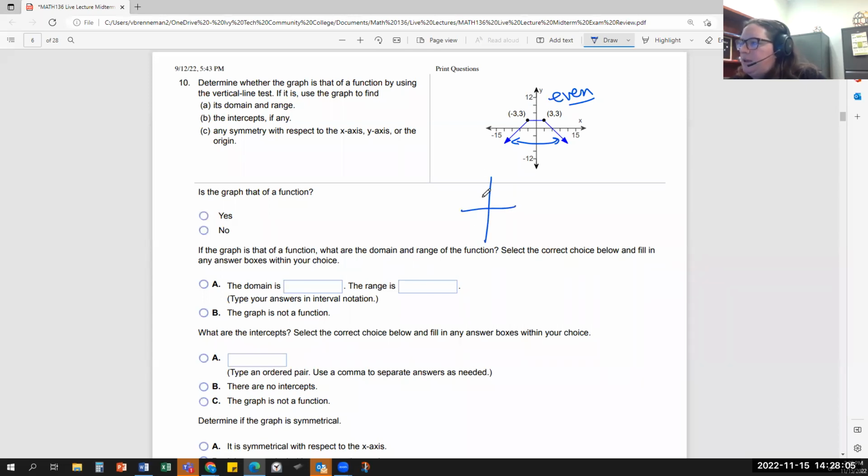So if I have something that looks maybe something like this, it's kind of a mirror over the y-axis, but it's not quite. So, it does have to be a perfect reflection.